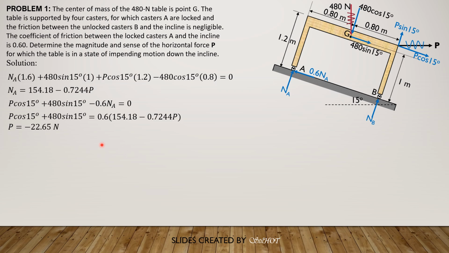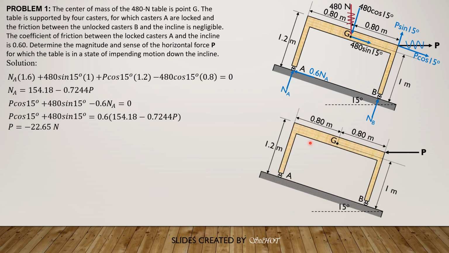So it means that even if P is not acting, the table will slide down. So that's why P should be directed leftward. So let's have another situation. P is directed leftward. So these are the components of P, P cosine 15, and this time P sine of 15 is going down.